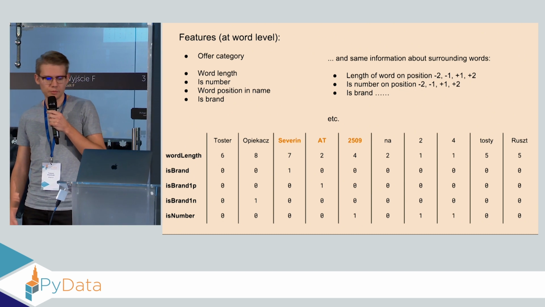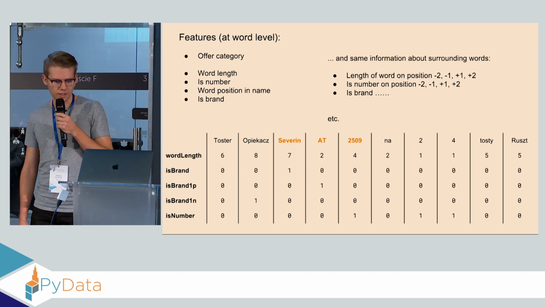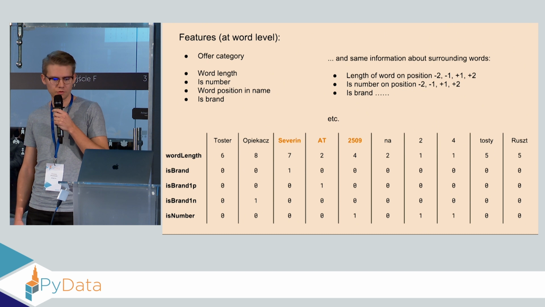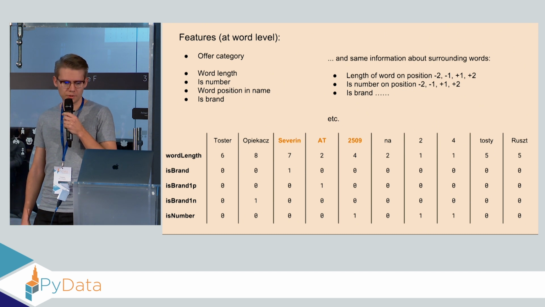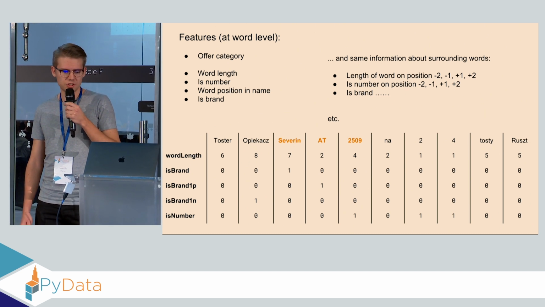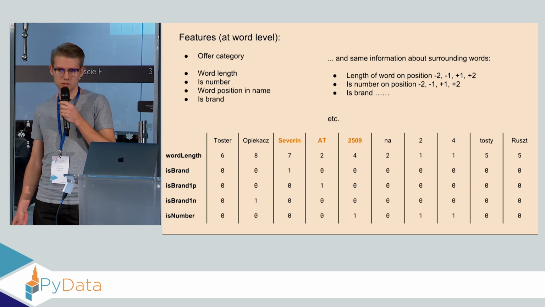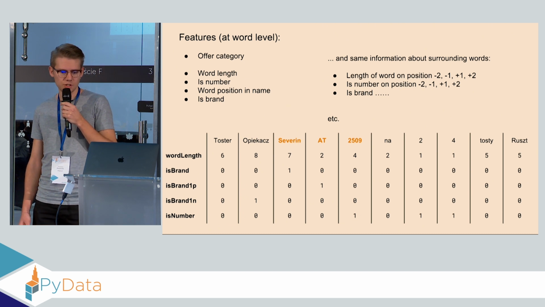Matching this with some brand dictionaries also lets us get some information. So these are some features of particular words, and what we wanted to see to get some context on each word was to get the same attributes of the neighboring words.